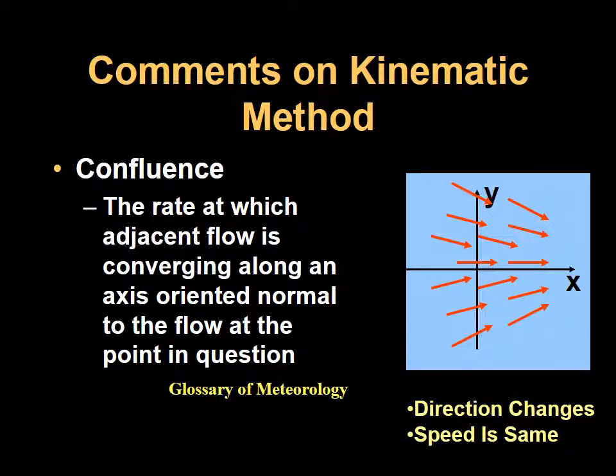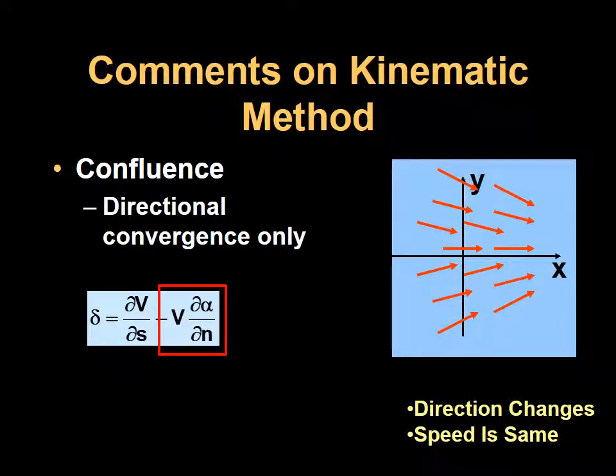Correspondingly, you can also have air coming together in direction. We call that confluence. There's the technical definition: the rate at which adjacent flow is converging along an axis oriented normal to the flow at the point in question. But basically, it's air coming together. Now, that's only directional convergence, but it has nothing to do with speed.